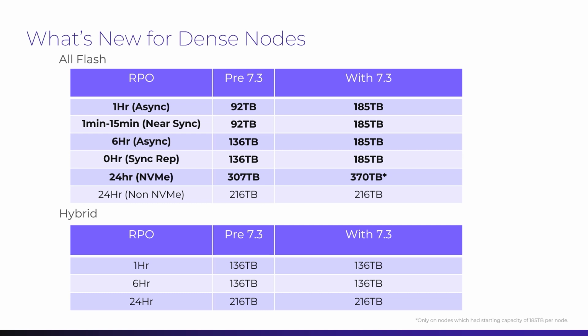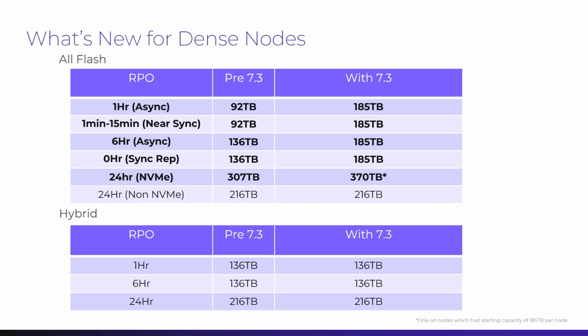The following table shows the increases in capacities and the per node densities that we support with 7.3. So for all flash nodes, for 1-hour async and for near sync, which is 1 minute to 15 minutes, the per node capacity for all flash nodes has increased from 92 terabytes to 185 terabytes. For 6-hour async and sync rep, which is 0-hour RPO, the capacity with 7.3 is also 185 terabytes, increased from 136 terabytes previous to 7.3.